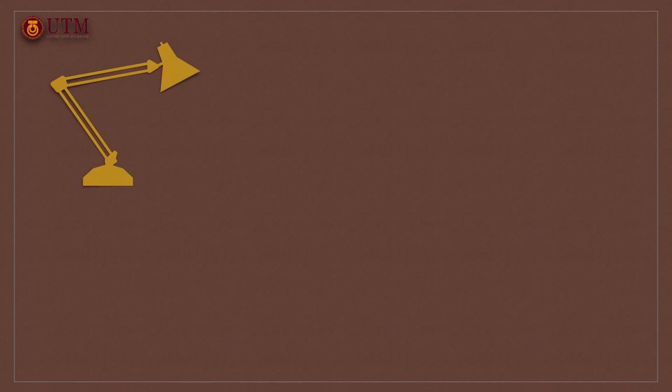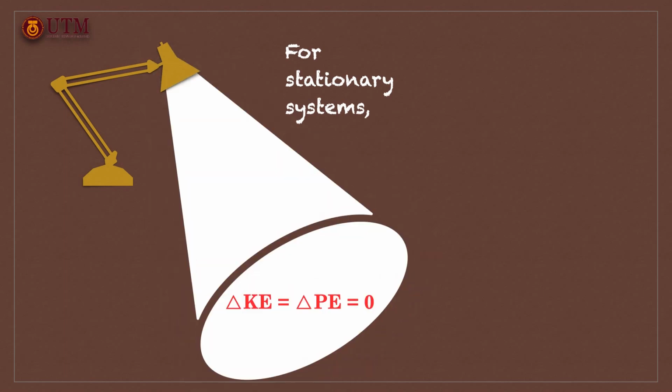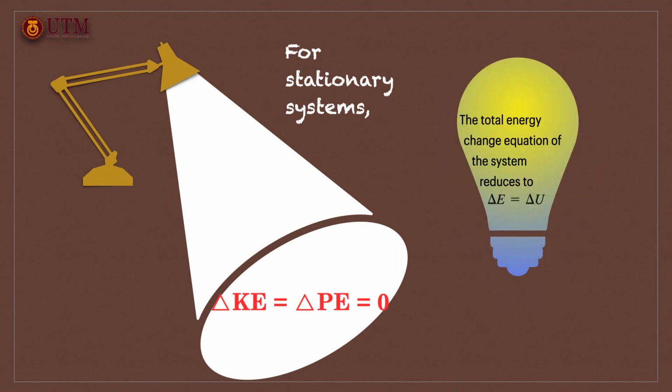Most systems encountered in practice do not involve any changes in their velocity or elevation during a process. Thus, for stationary systems, the changes in kinetic and potential energies are zero, and the total energy change relation in the previous equation reduces to delta E equals delta U for such systems. Also, a system's energy during a process will change even if only one form of energy changes, while other energy forms remain unchanged.